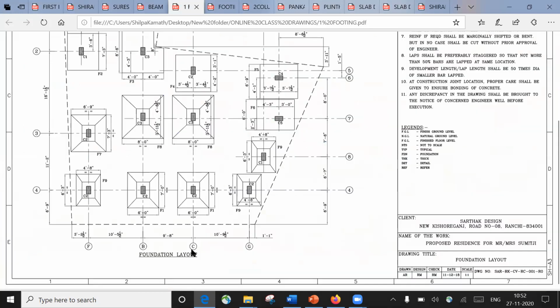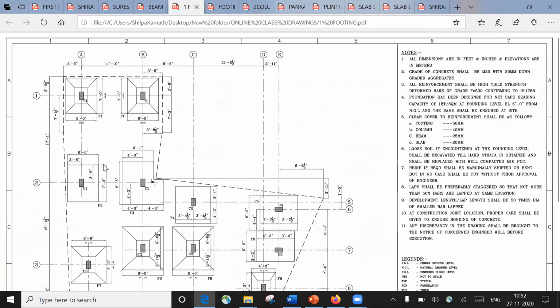You can see it here. It's a foundation layout. So all these are the grid lines. A, B, C, D, E are the grid lines. Similarly, 1, 2, 3 are the grid lines. So first, we are going to mark all these grid lines, and then we are going to mark the center point of this particular footing. And from the center line, all these offsets will be given.